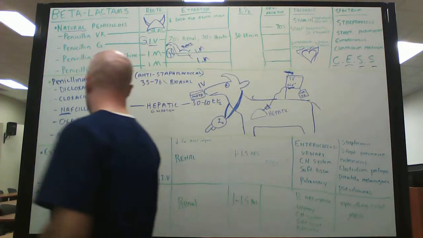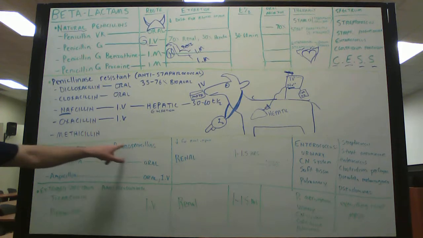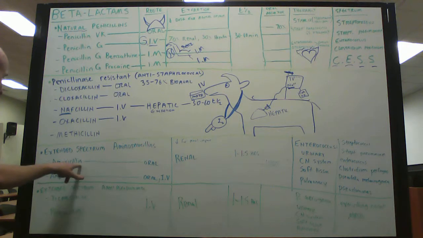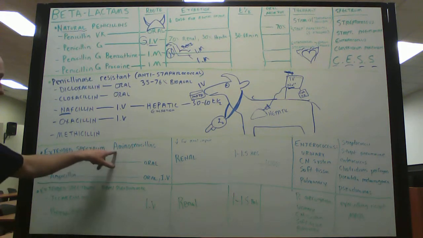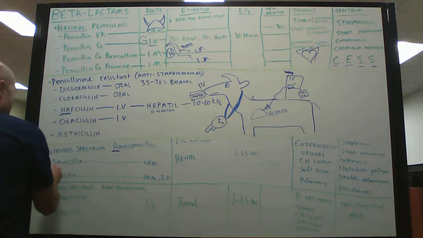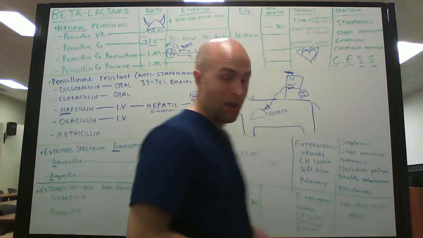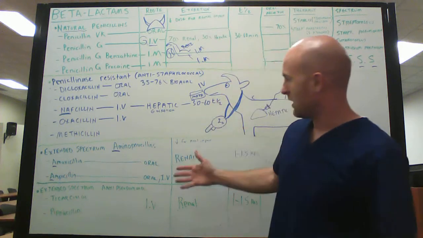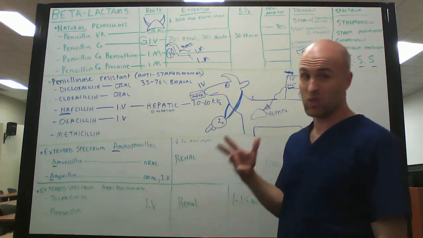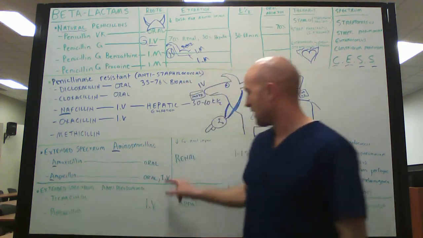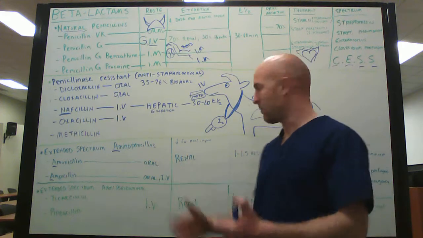Okay, and then going down here to the extended spectrum aminopenicillins, you think aminopenicillins, it's going to be the two cillins that start with A, because A in amino and A in amoxicillin and A in ampicillin. It's the only A's on the whole list. And what do you do with proteins or aminos? You eat them, so they're both oral, unless you really want to amp things up. If you want to amp things up, you can give ampicillin with an IV.